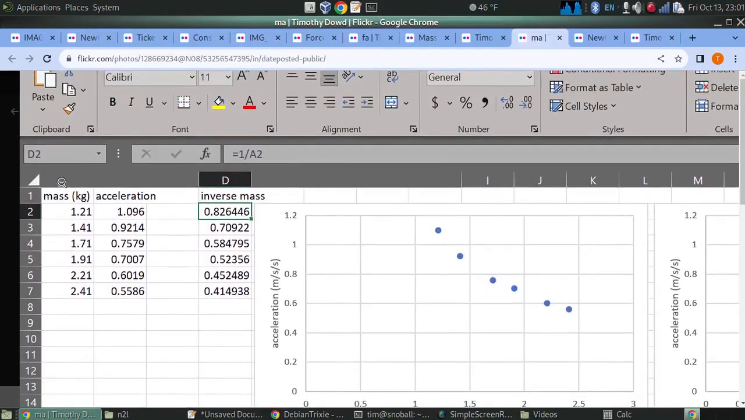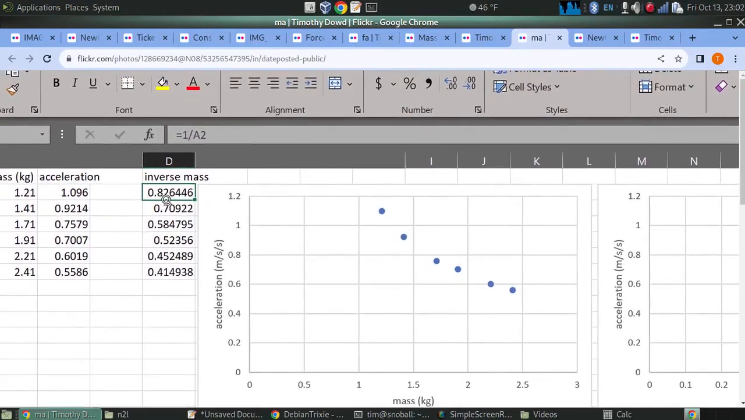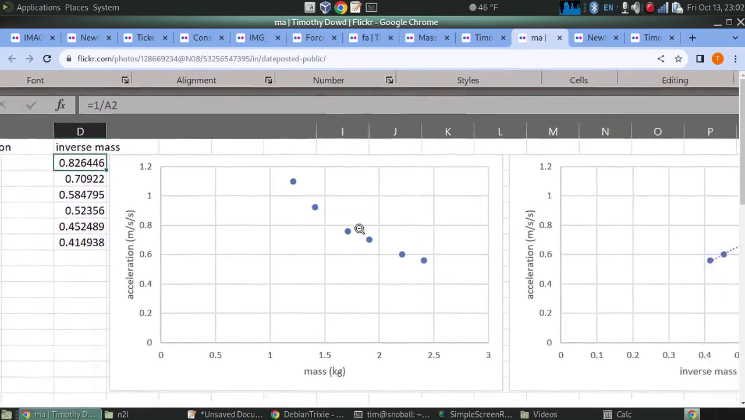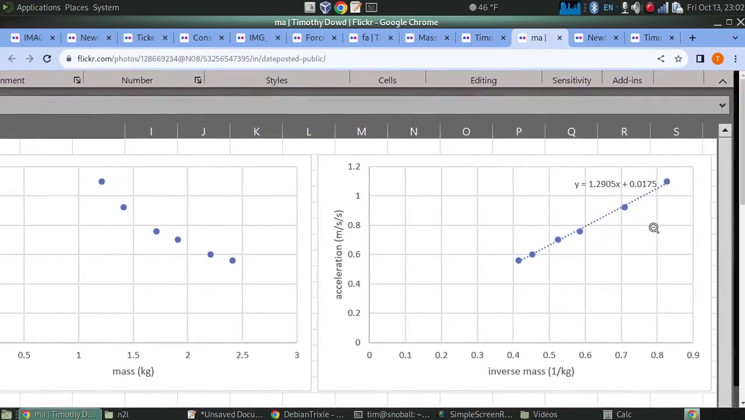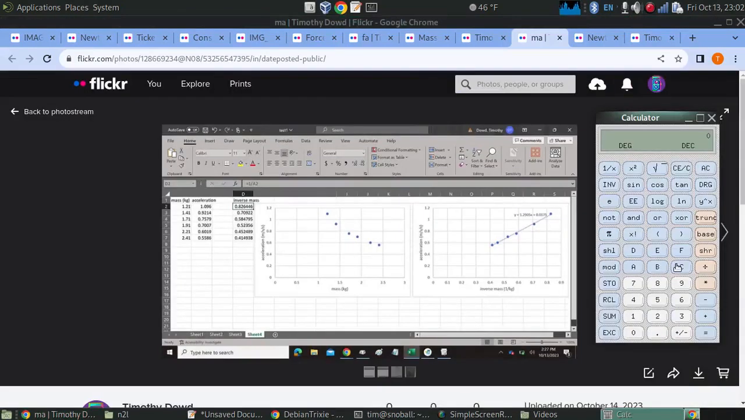So how did we do? We put the formula equals 1 over A2 into column D, row 2, got all the inverse masses. And when we plotted inverse mass versus acceleration, we did indeed get a line, as we predicted. And the slope of that ended up being 1.29. Now, we had a 200 gram mass, and that's 0.2 kilograms. So if we multiply that by the acceleration of gravity, 9.8, we see that the expected net force was 1.96 newtons. So we're in the ballpark, but not exactly what we would have predicted.